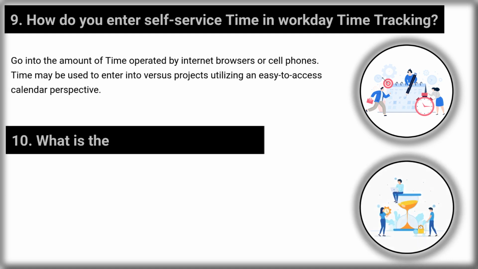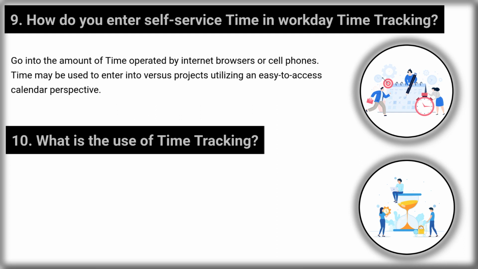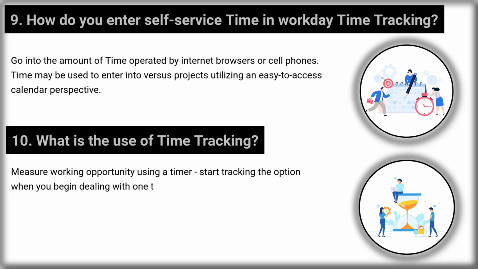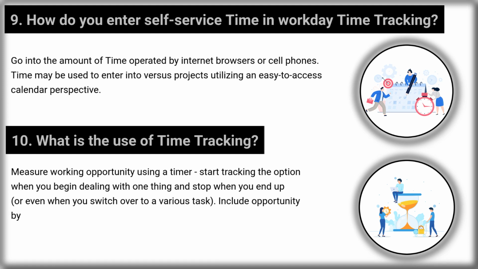10. What is the use of time tracking? Measure working opportunity using a timer, start tracking the option when you begin dealing with one thing and stop when you end up, or even when you switch over to a various task. Include opportunity by hand, approximate, and get in all your opportunity entries by the conclusion of the day per week.